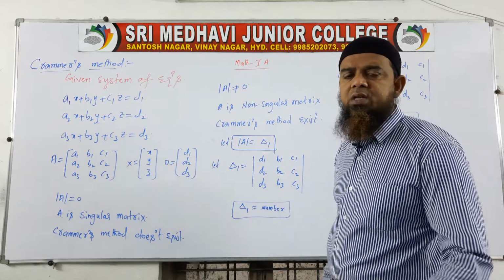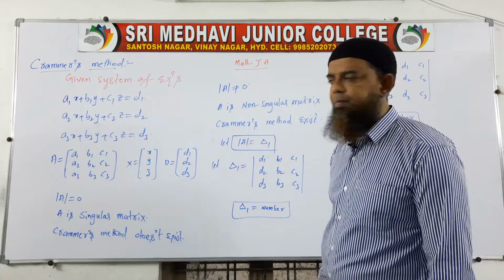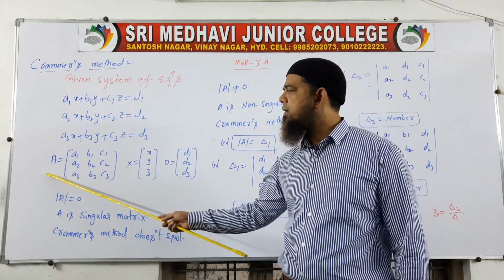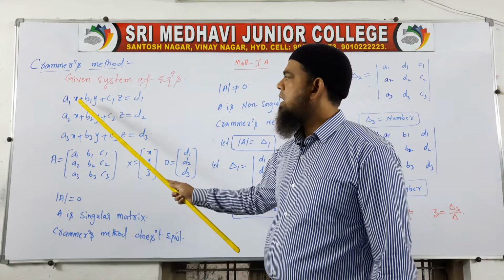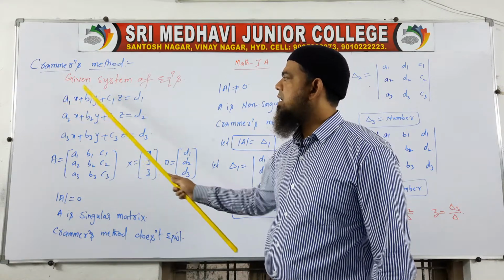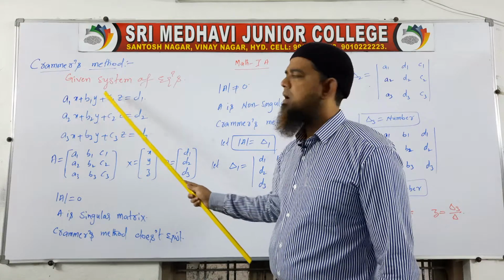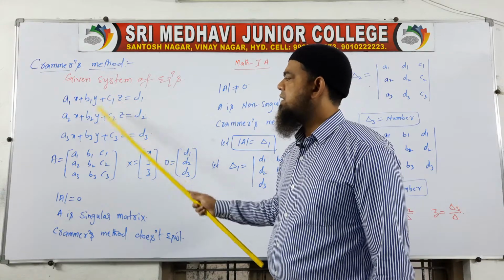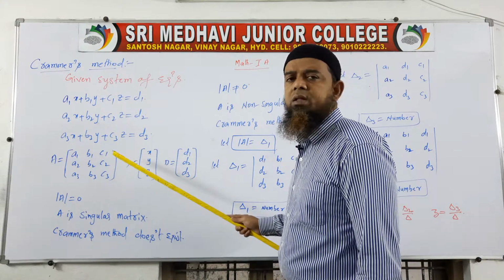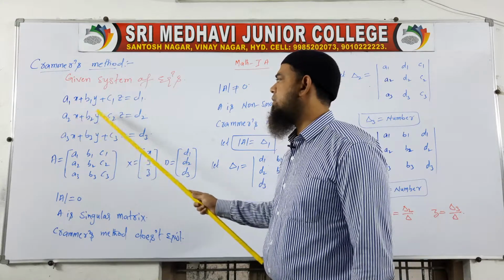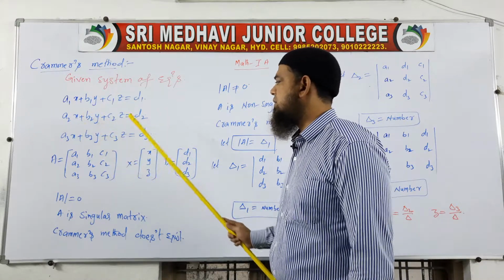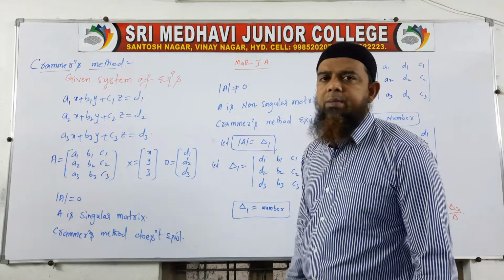Those equations now change into matrix form. Then how to write capital A matrix? Capital A means we are taking all the coefficients. See, the x coefficient is A1, the y coefficient is B1, the z coefficient is C1. All the coefficients I am taking in order: A1, B1, C1, similarly A2, B2, C2, A3, B3, C3. This is called the A matrix.